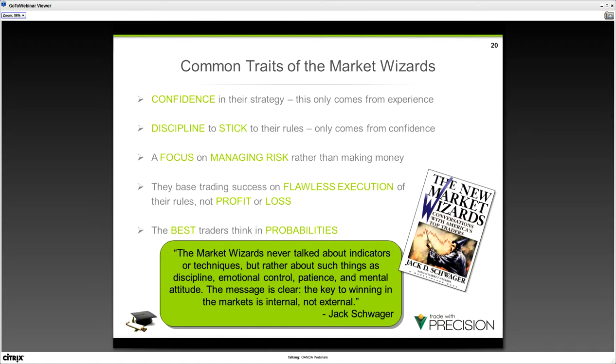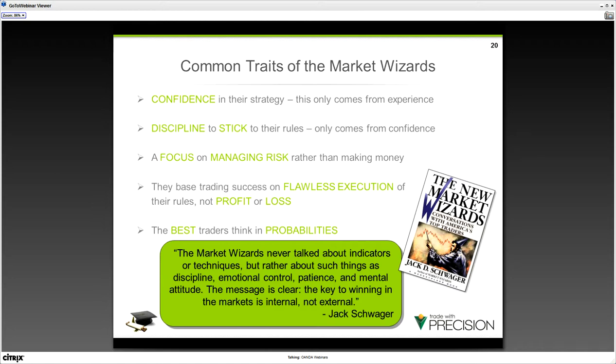The wizards all considered their trading success to be the cause of flawless execution of their defined rules, not necessarily whether their trades were profitable or not. So again, if we can execute the strategy flawlessly, then we'll develop confidence in the strategy over a large sample set of trades, and that will keep you disciplined throughout your trading.